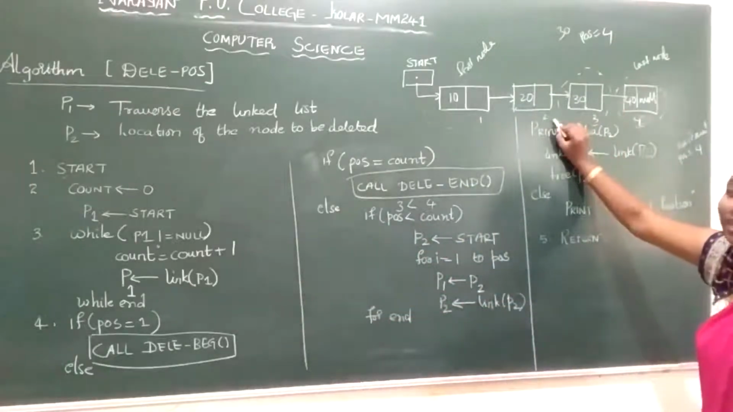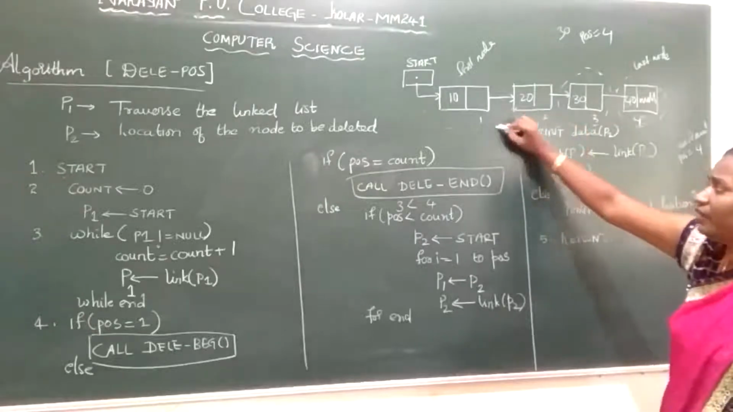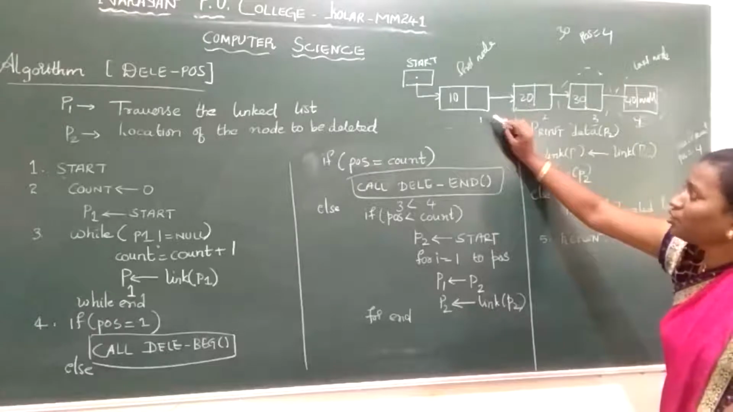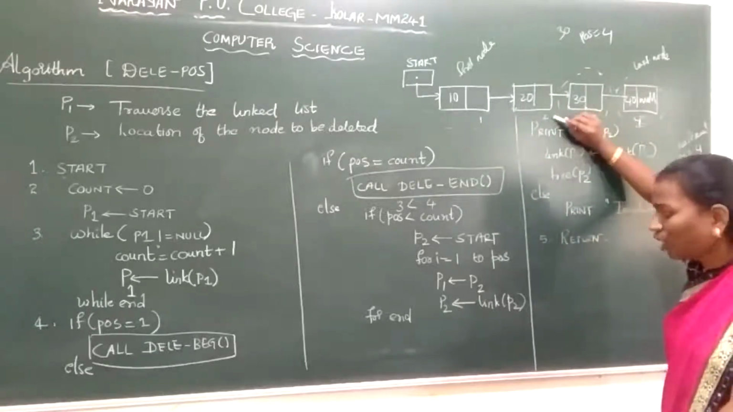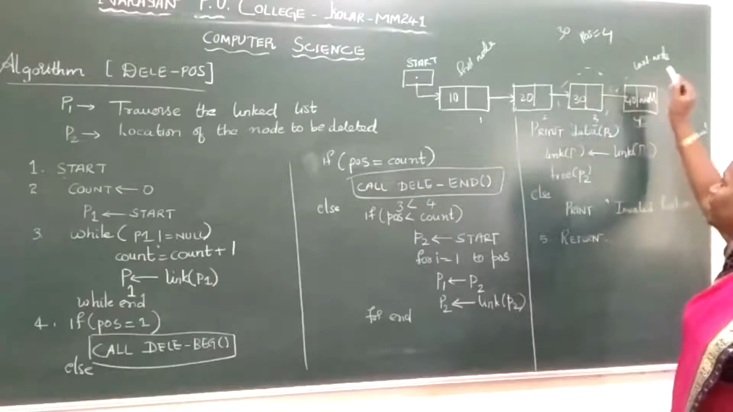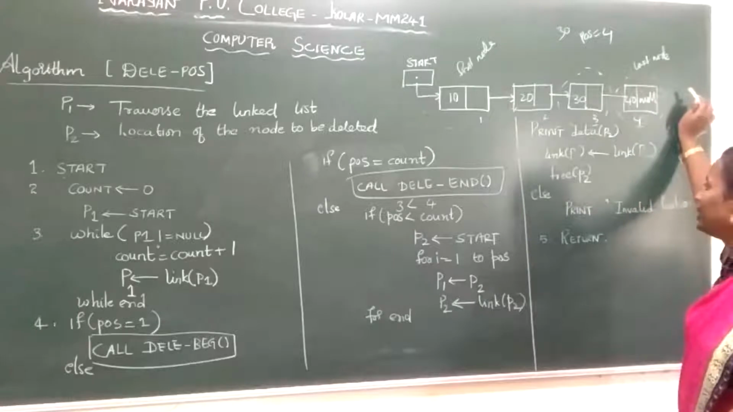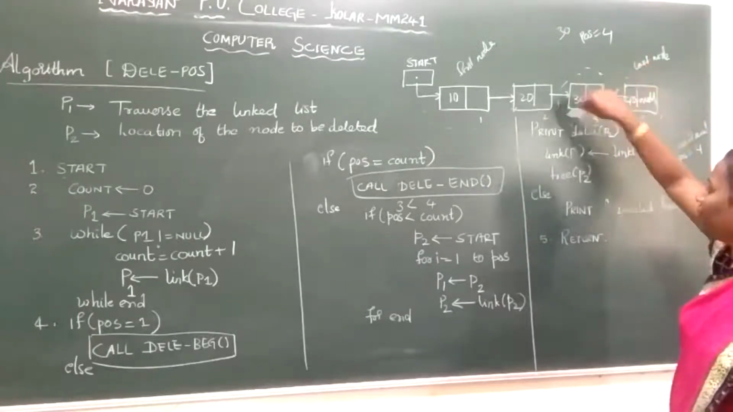Now see here, I am taking 20. Okay, for loop, from the beginning we are just seeing this is at position 1. Here we have 10, that is not the element to be deleted. We have position 2, that is not the element to be deleted. Here we have position 3. This is exactly where we want to delete the element. So we will free that P2.